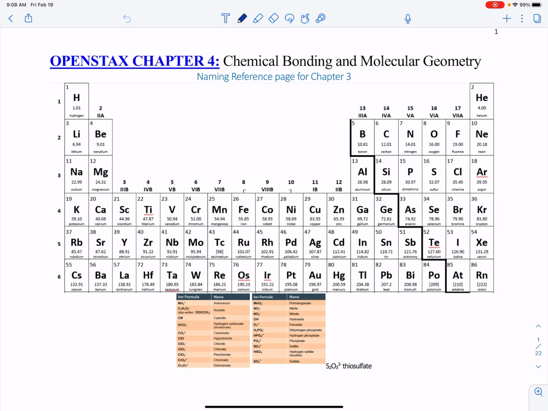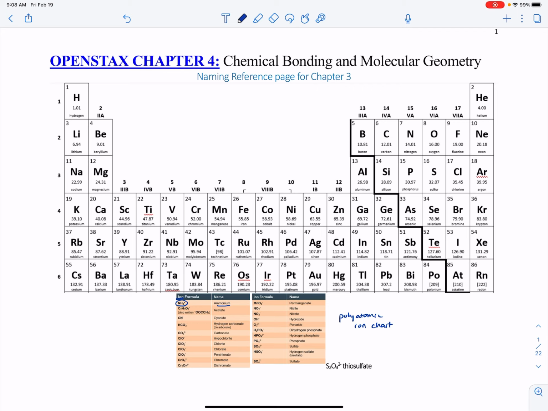Now, this reference page is here because it's got the names of many of the elements on this page. And it also has this thing in yellow. This is a polyatomic ion chart. Both of these things will help you with your naming. As you can see, these are the names of the different polyatomic ions. It has a charge. So there are certain groups of elements that together have a certain name.